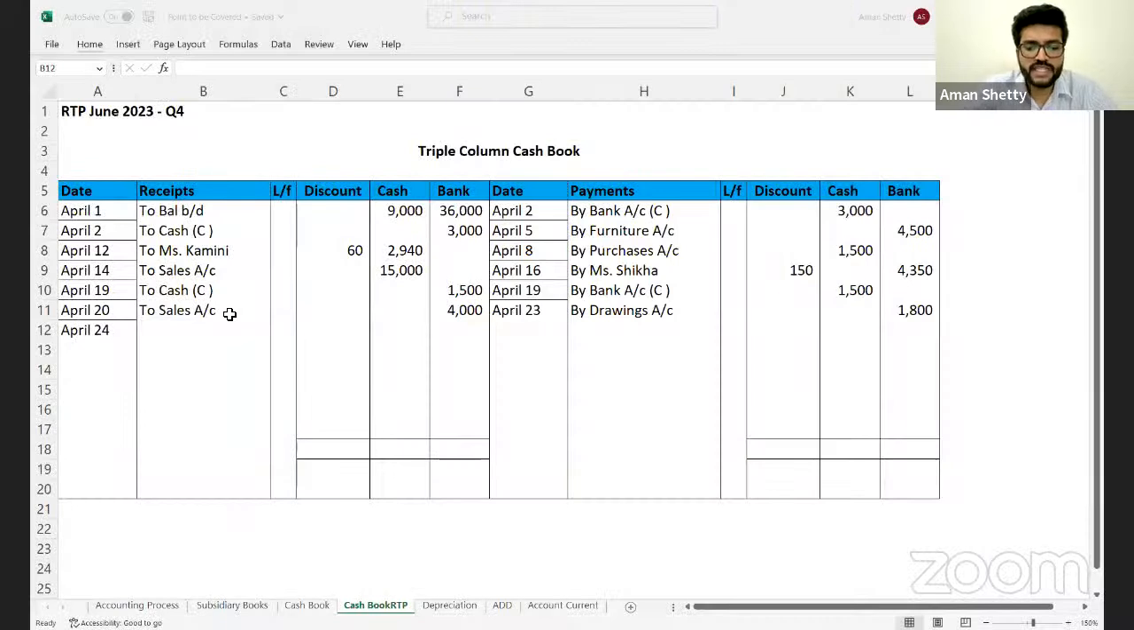So cash account debit to Miss Rima. On the debit side, write down to Miss Rima. In the cash column, write down the amount, 4,290, and the discount is how much? 60. Next.